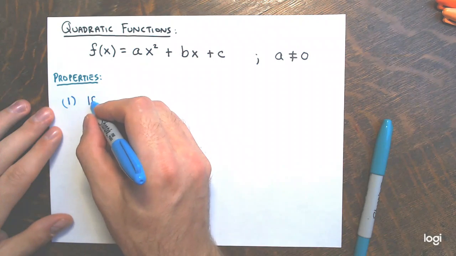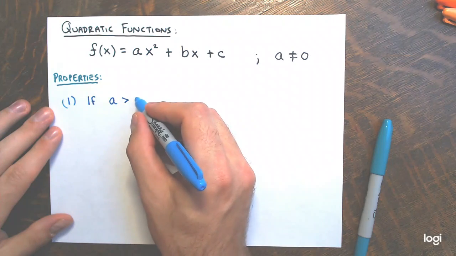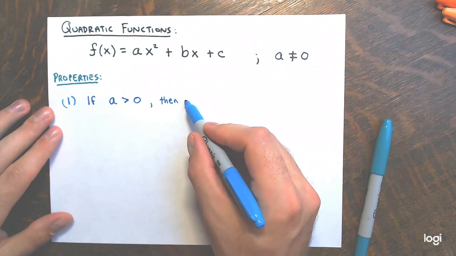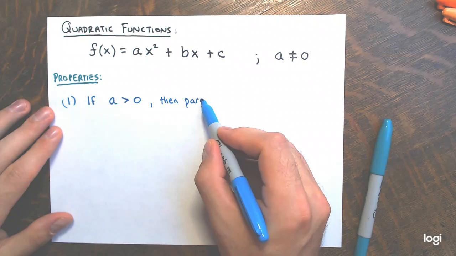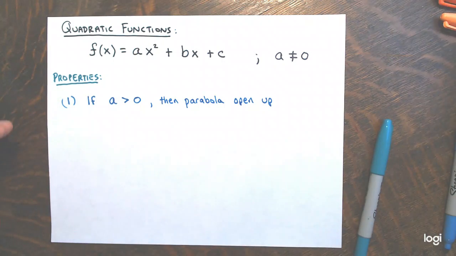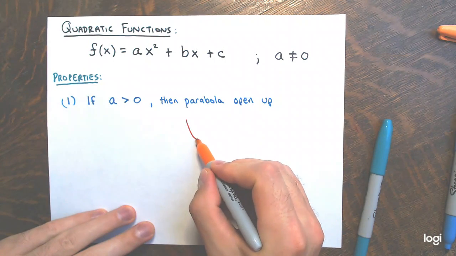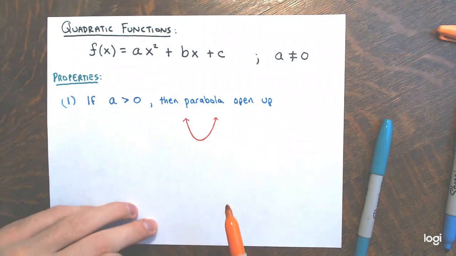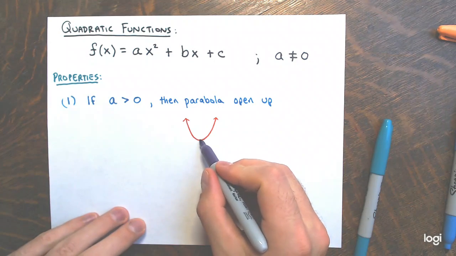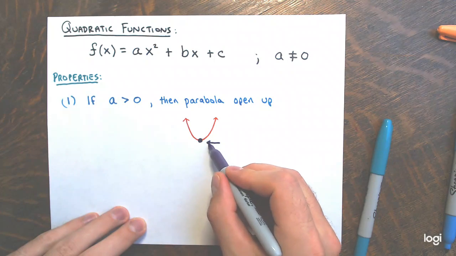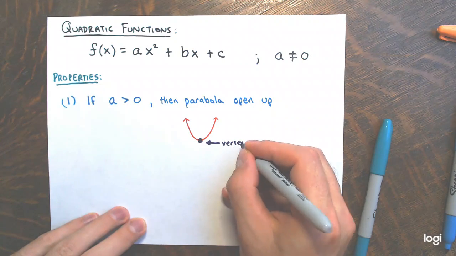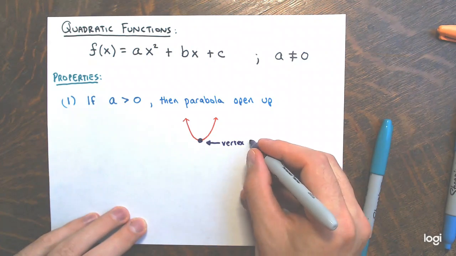So, one, if a is positive, if the value of a is positive, then the parabola, the graph of the quadratic function, will be opening up. In other words, looking at a picture, it would look something like this. And if it's opening upward, that means that the vertex, remember, the vertex is, in this case, the point at the bottom of the parabola. The vertex is at the bottom.